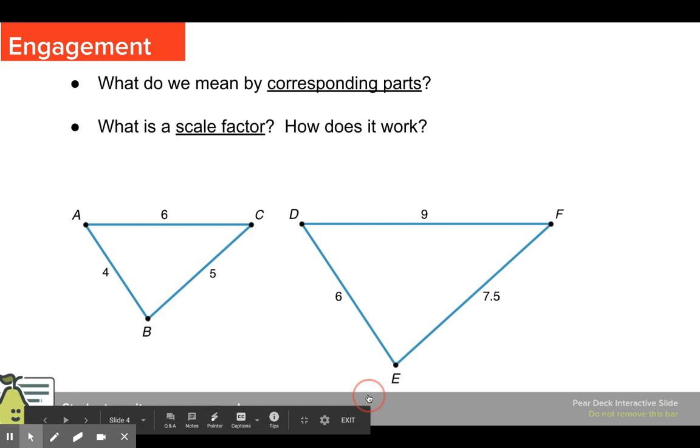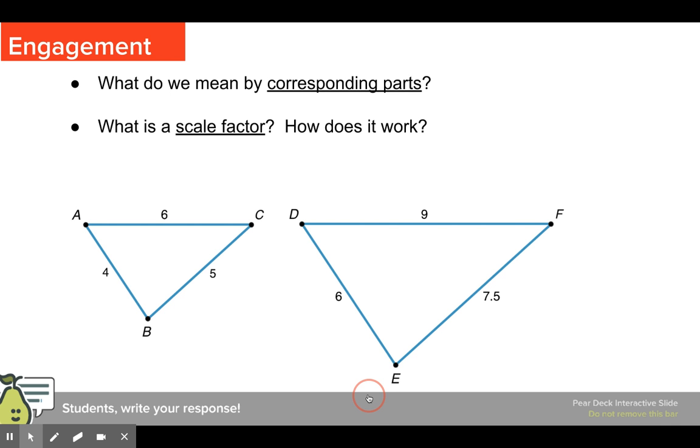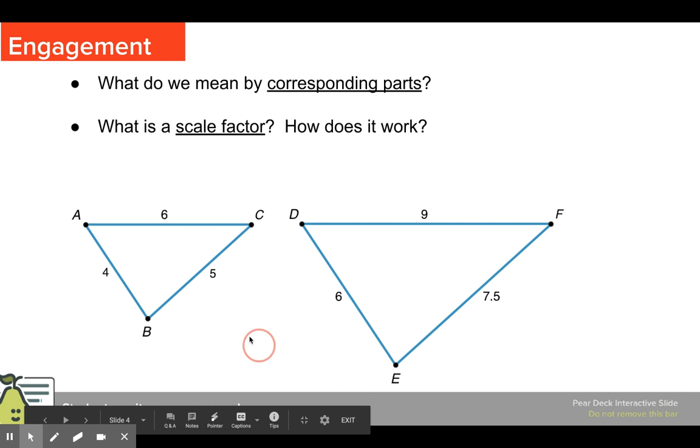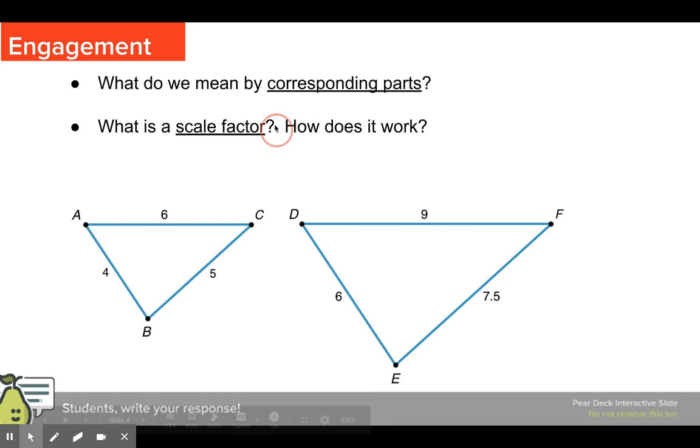So for today's engagement, we want to answer the following 2 questions. What do we mean by corresponding parts? And what is a scale factor? So let's pause the video here, and on page 4 of your notebook, let's draw these 2 triangles in your notebooks and label them. And then let's also write down these 2 questions. Let's take about 2 minutes to copy all of this down, and then also jot down your answers in your individual notebooks. After you guys jot down what it is that you have in your notebook, we will ask some of you guys to share out.